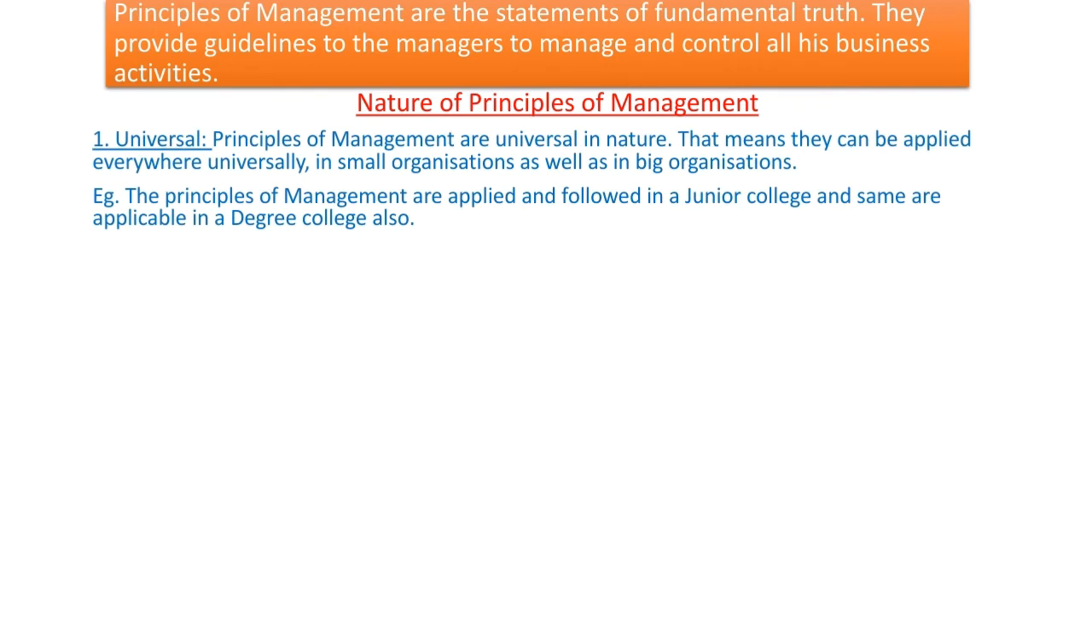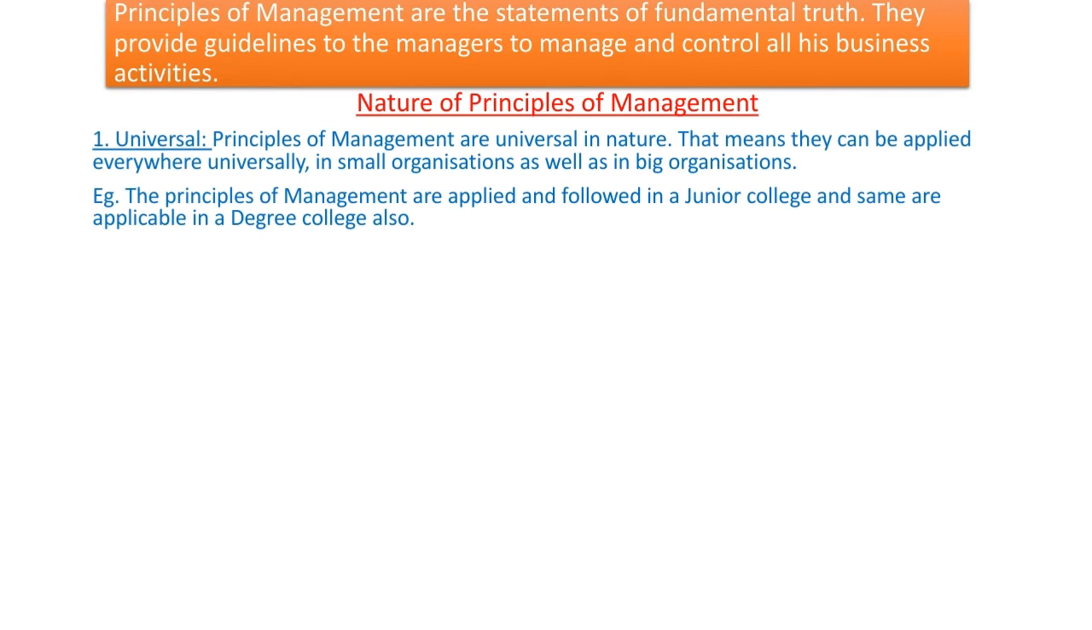So what does the word universal mean? Urdu ke students samjhenge universal ko kehte hain yaksa, ek jaisa. And other language students can understand universal means same. Same as it is. Okay, same as it is, without any change. So principles of management are universal in nature. Principles of management जो है वो universal है, एक जैसे हैं पूरी दुनिया में.